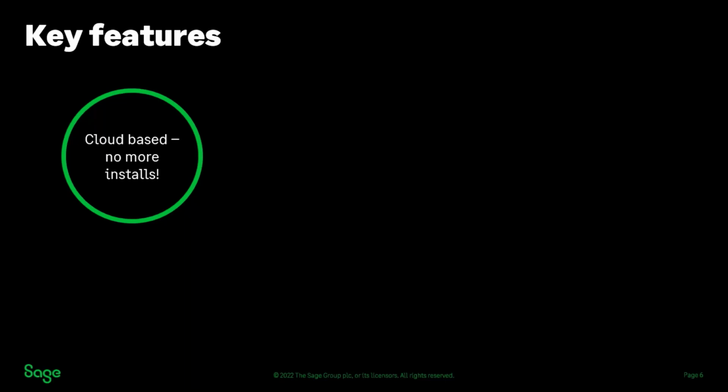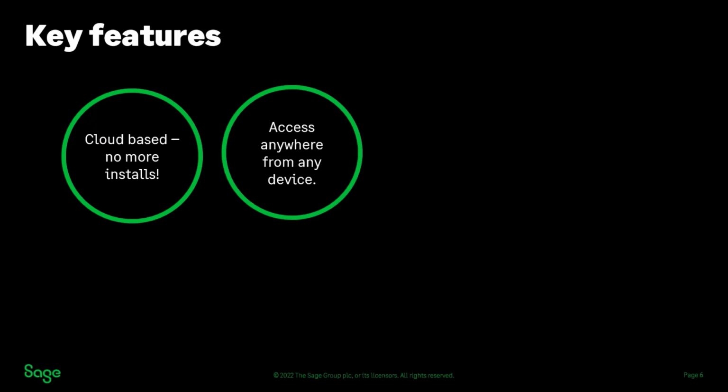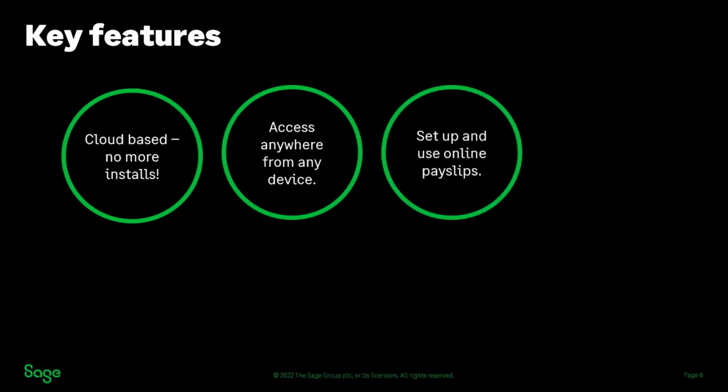So you get the convenience of accessing your payroll from any device with an internet connection. So it could be your PC or laptop, could be a tablet or even a mobile phone. You've got access to our online payslips features, so you can host your employees' payslips and P60s in an online portal, and they can then access those documents either through a web browser or through a mobile app.